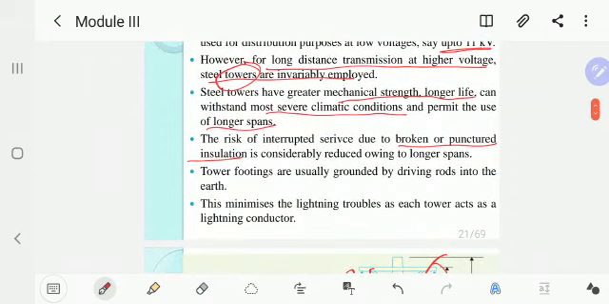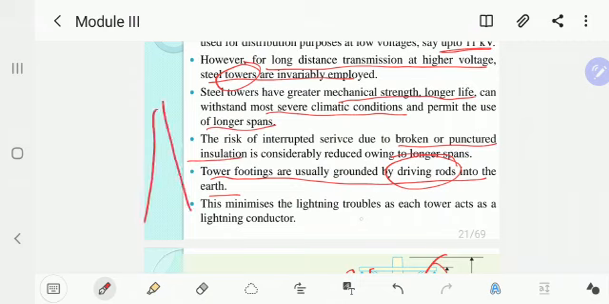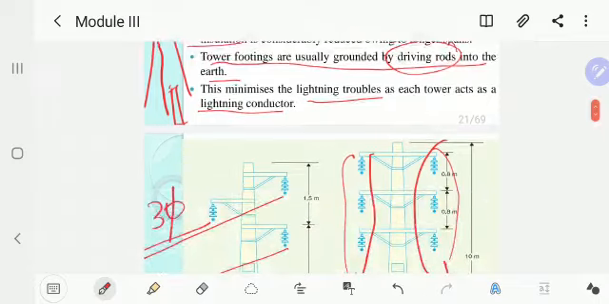Tower footings are usually grounded by driving rods into the earth. So normally these structures are grounded by driving rods into the ground, so that earthing is done properly. Then the next one is, this minimizes the lightning troubles as the tower acts as a lightning conductor, which will reduce the effect of lightning.